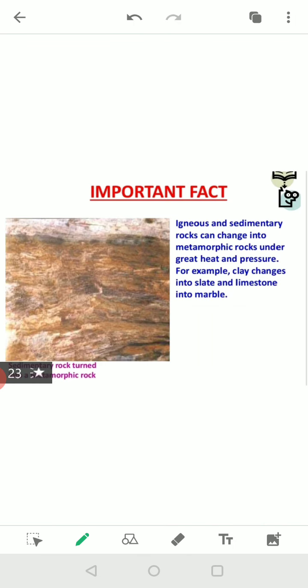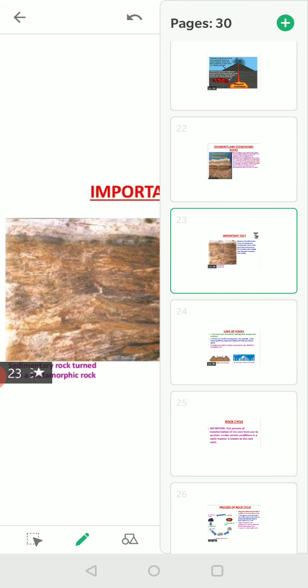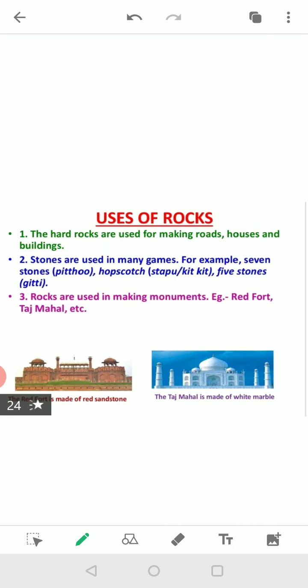Important fact: igneous and sedimentary rock can change into metamorphic rock under great heat and pressure. As I have discussed previously also, when great heat and pressure is exerted on a rock, it changes into another form of rock that is known as metamorphic rock. Okay, for example, clay changes into slate and limestone into marble, which we use in our houses.